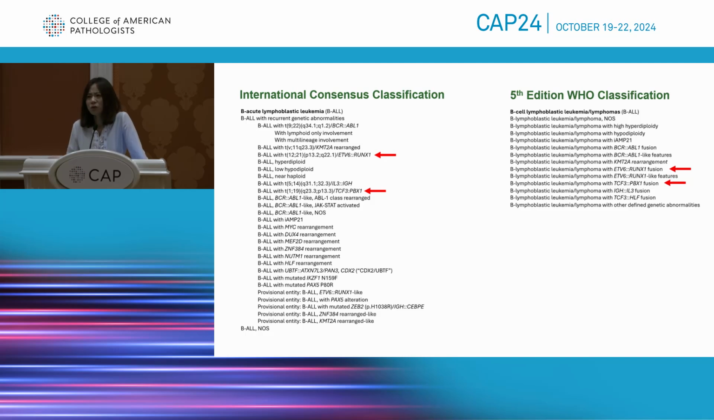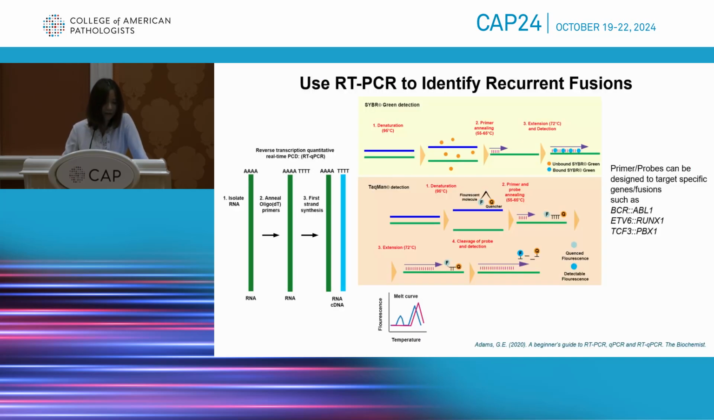Of course we can do FISH, but today, since we are talking about molecular, we're going to talk about some of the molecular assays that we can use to detect those fusions. This is something we heard a lot about even when I was a fellow, the RT-PCR. The way RT-PCR is done is that we have an RNA pool that we extracted from the sample, and then we use either oligo-dT or random hexamer primers to generate the cDNA template for the subsequent PCR reaction.